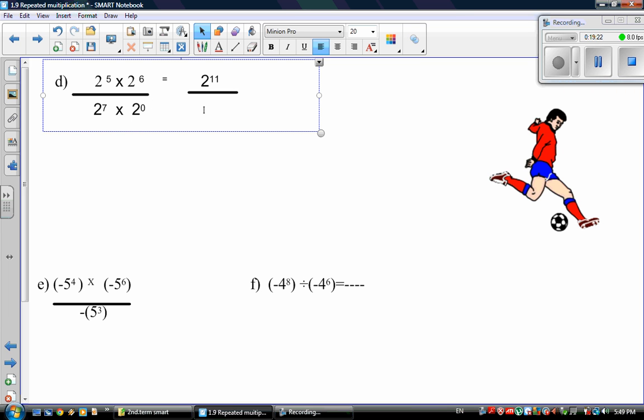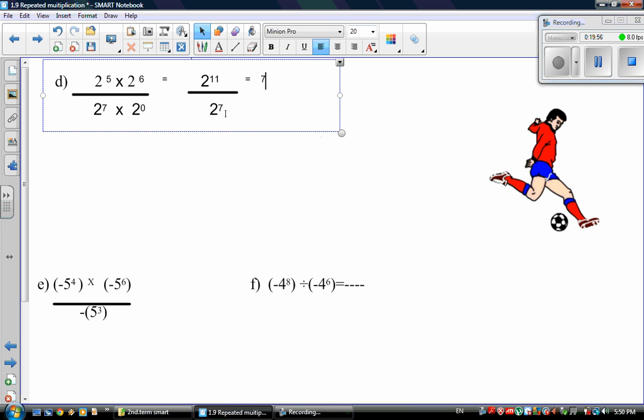We can repeat this operation in the denominator. 2 to the power 7 multiply 2 to the power 0 will be 2, because the bases are the same. We can add the powers in this case. 7 plus 0 will be 7. Then we are going to divide. 2 to the power 11 divided by 2 to the power 7.